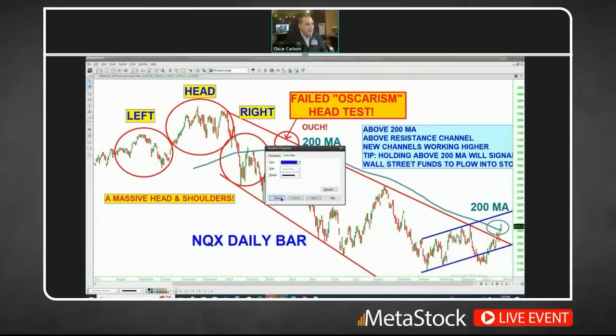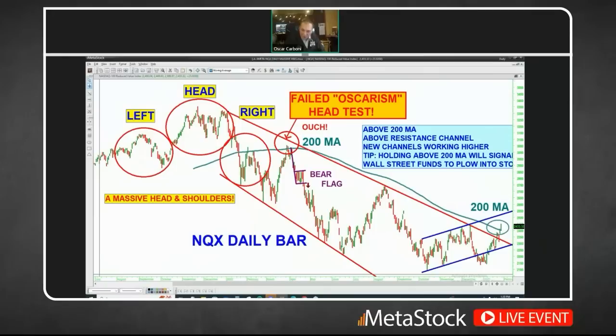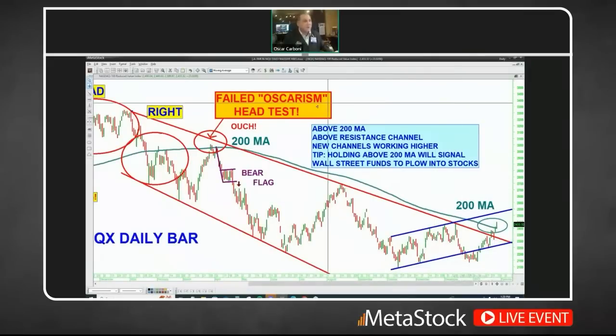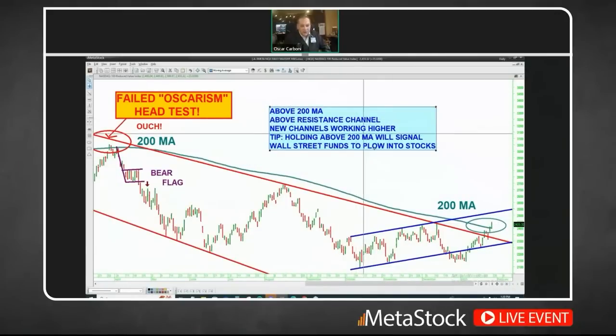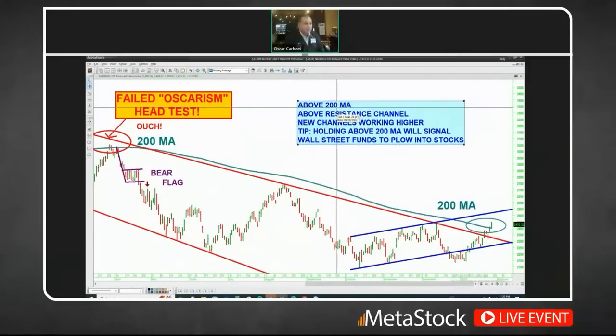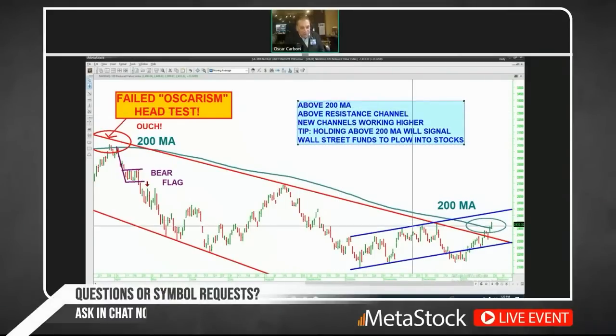So I'm starting to see a slightly more positive picture of our indices, a picture that may allow me to take off my whiteboard in my nightly videos the sentence, "Do not fall in love with the upside." That may be able to come off soon. So as we move up a little bit, we blow up this chart. Some things here that we need to discuss. Hooray, above the 200 bar moving average. Wall Street loves it. We are above the red resistance channel. New channels, the blue ones, are working higher.